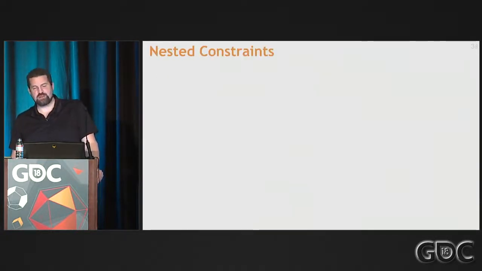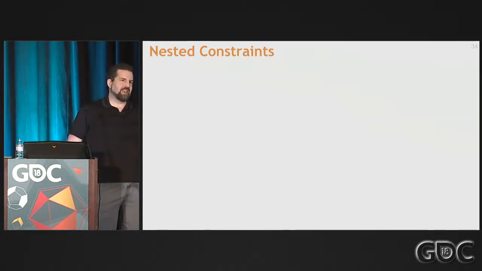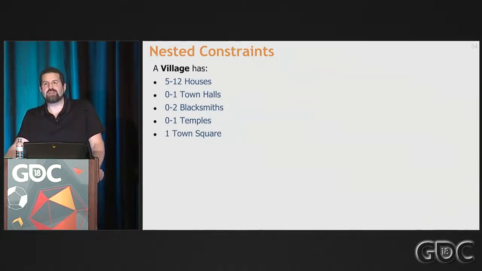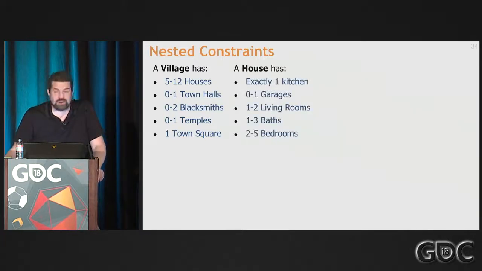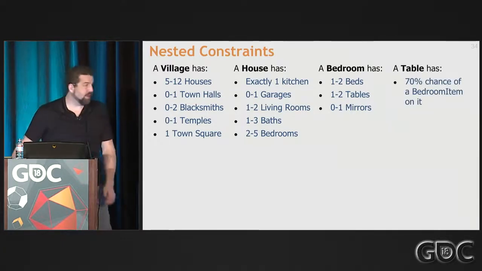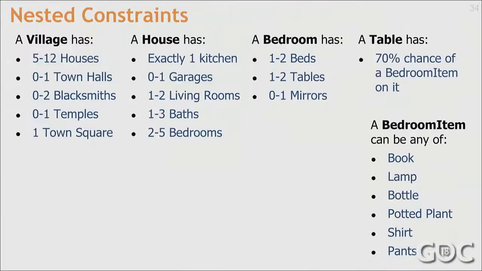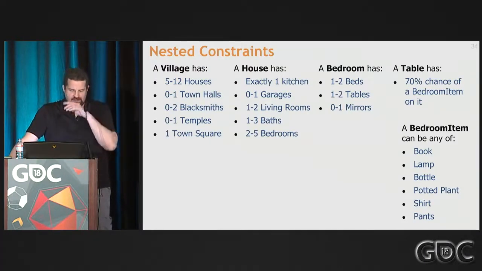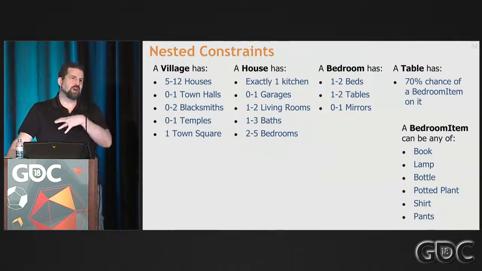A nested constraint then would be when you have data that references data that references data that references data. So I can say a village has 5 to 12 houses. Well, what does that mean? Well, here's what a house is. It has 1 kitchen and blah, blah, blah, living rooms. And it has 2 to 5 bedrooms. And a bedroom has 1 to 2 beds, 1 to 2 tables. And a table has a 70% chance of a bedroom item on it. And a bedroom item can be, et cetera, et cetera, et cetera. So if you just have keywords, and they can be arbitrary strings in data, as long as they match some other string in the data, they can look up content and constrain together. So again, we can build this top down and rewind, or however we want to do it.